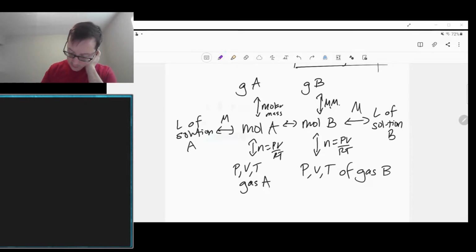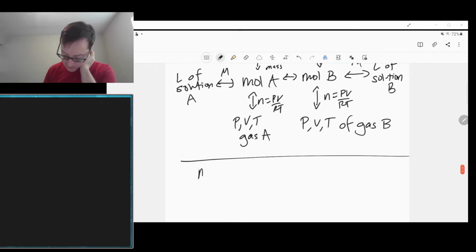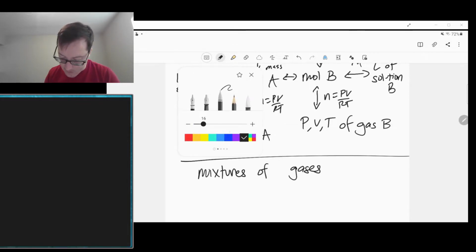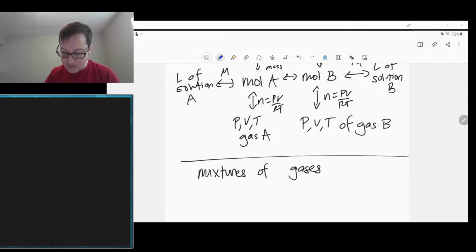Great. So what we can do is we'll move on to talking about mixtures of gases. And with mixtures of gases, there will be a little bit different calculations that we have to do. All of our things will still apply. We remember that all gases kind of behave the same way, as we say, ideally. And we can talk about the total mixture of the gas together.